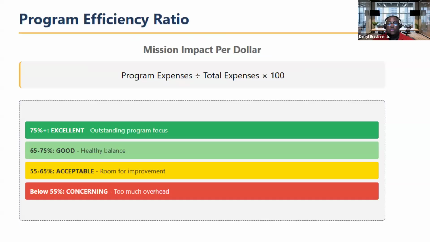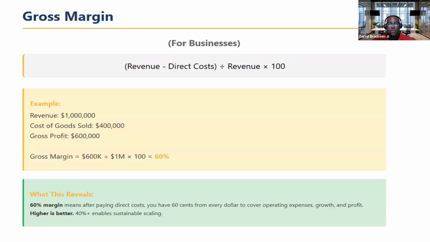So your program expenses, you'll divide that by your total expenses and times that by 100. Okay. And then you'll get your answer based on whatever example you use, and you can measure it against the platform measures here. All right. And then we move on to your gross margin formula.